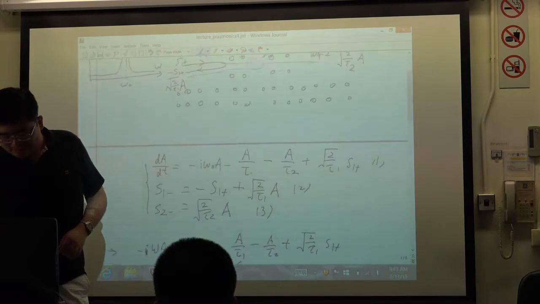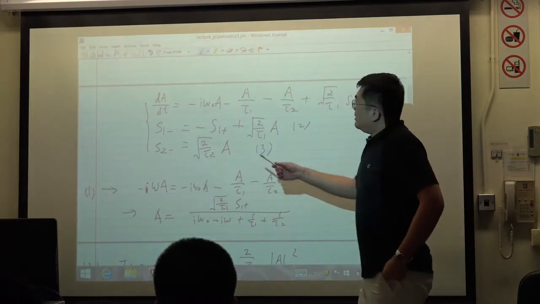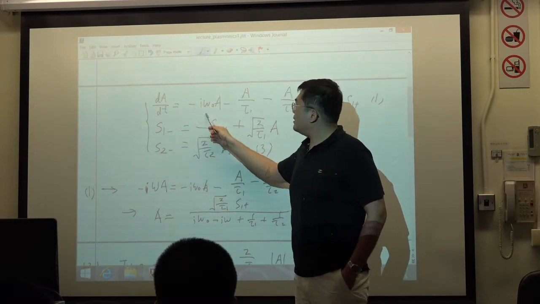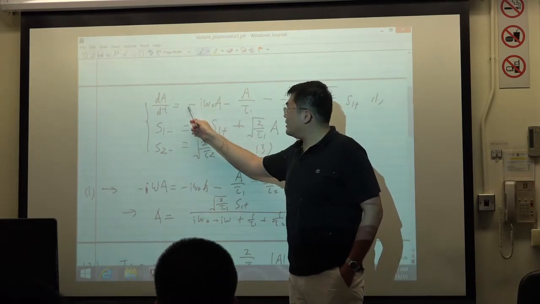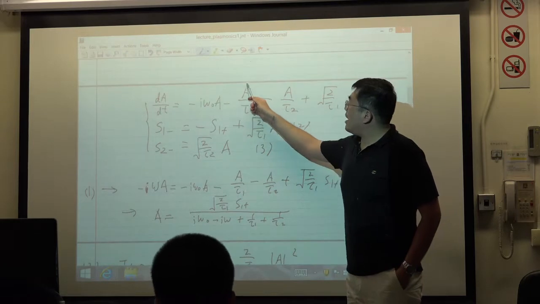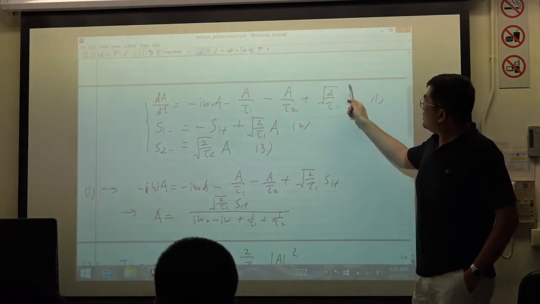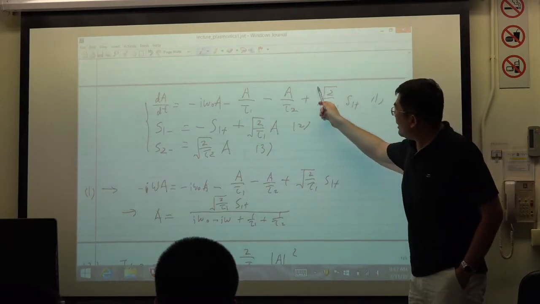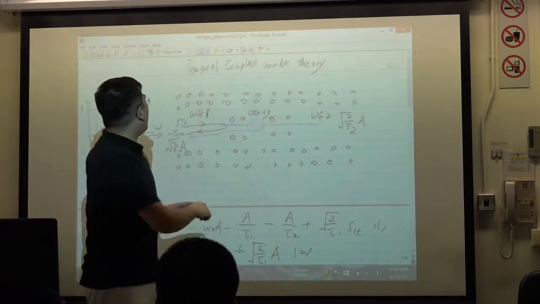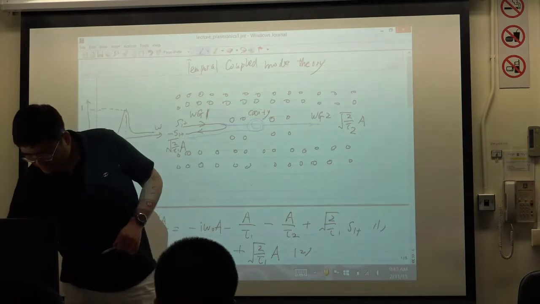Mathematically, this is the equation. This is the coupled mode equation. It means the decay of the cavity amplitude. This is the oscillatory part, it's i omega A. It does not change the energy. It has two decay parts. The first part couples to waveguide 1, and the second part couples to waveguide 2. And this part is the influence of the incoming wave S1 plus on the cavity. So this is the first equation.